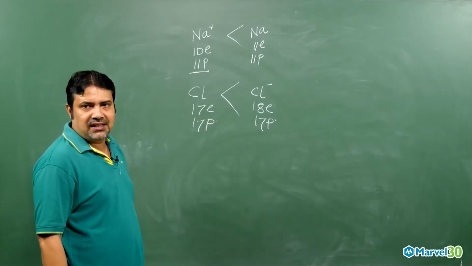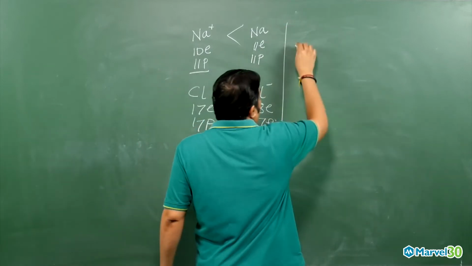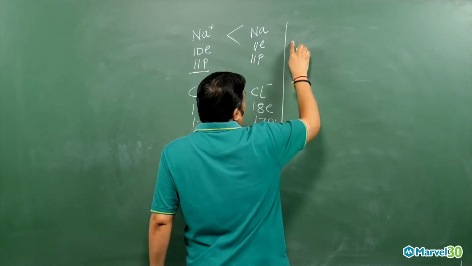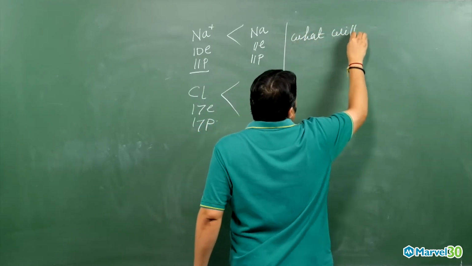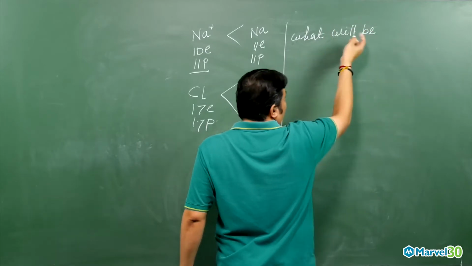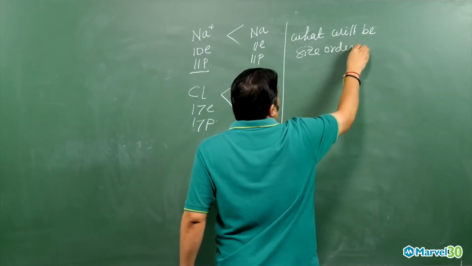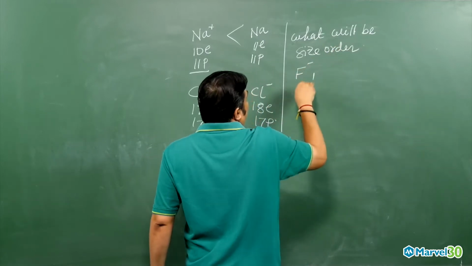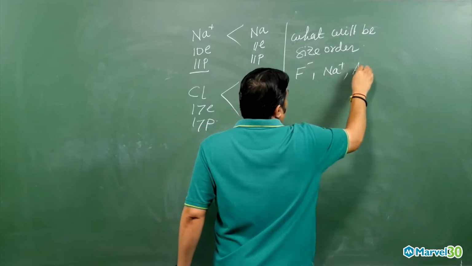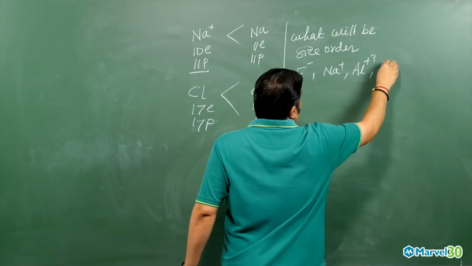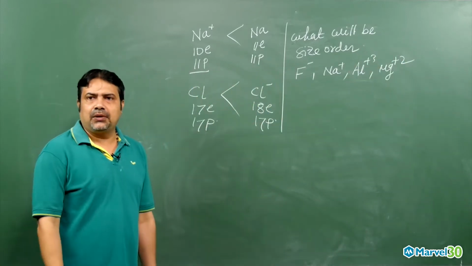First you understand it this way, and after understanding these things, they will give you questions. Write down the size order. What will be the size order? What will be the radii order, or the size order? They will give you something like this: F minus, and then Na plus, then Al plus 3, and then Mg plus 2. What will be the size order? This type of question they will ask.